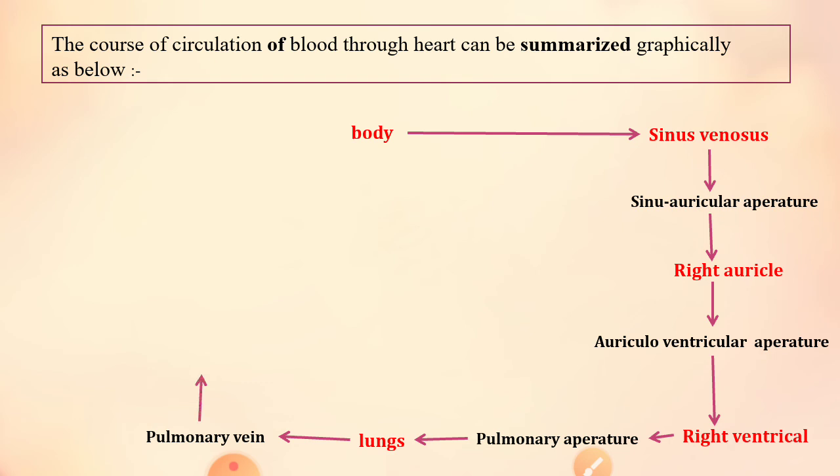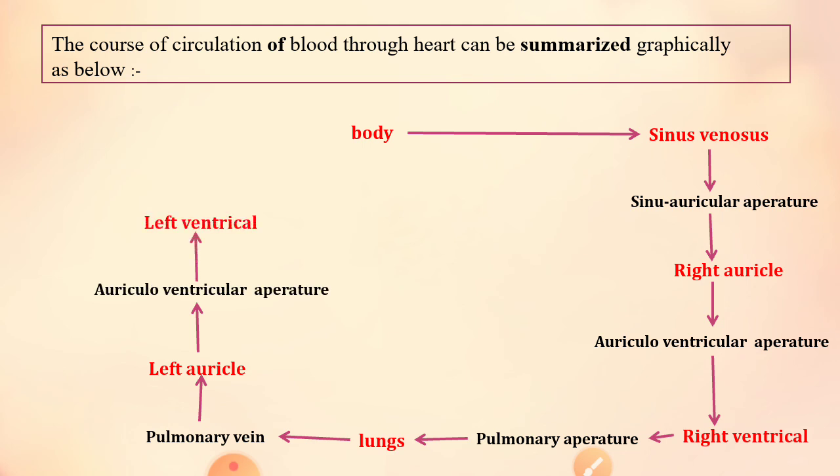From the lungs, the blood, which has now become pure, comes through the pulmonary veins to the left auricle. When the left auricle contracts, blood comes into the left side of the ventricle through the auriculoventricular aperture, and when the ventricle contracts, blood is supplied to the body through the systemic arches. In this way the circulation of blood takes place in the body.